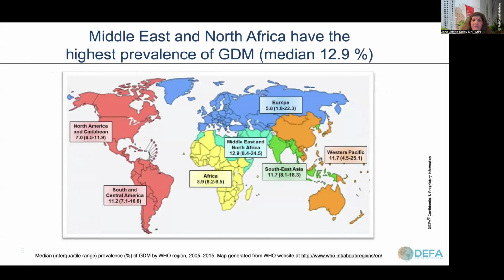This is a look at the prevalence of gestational diabetes across the globe. For example, in the Middle East, the range is between 8.4 and 24.5%, with a median prevalence of 12.9% of people who are pregnant having gestational diabetes. Whereas in North America and the Caribbean, the median is 7% of the population, with a range of 6.5 to 11.9%. So in the Middle East and North Africa, gestational diabetes is very prevalent. It's very important to screen.